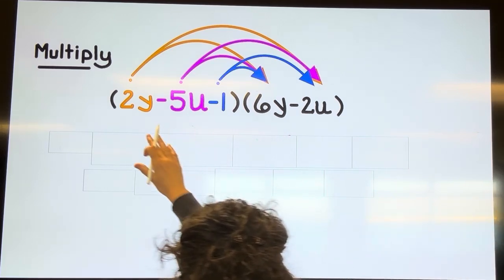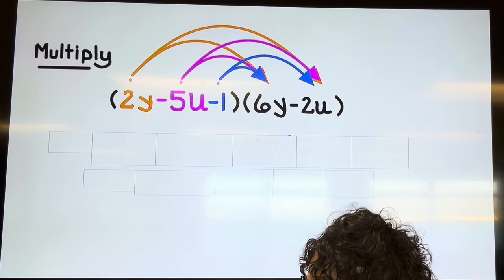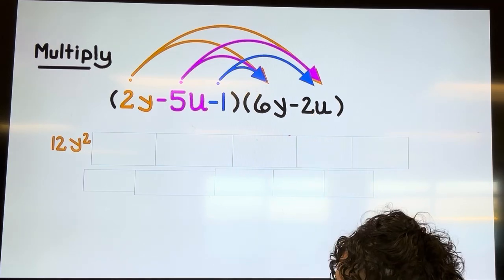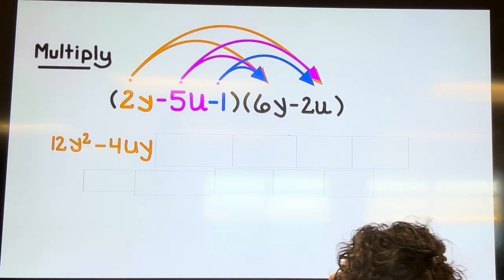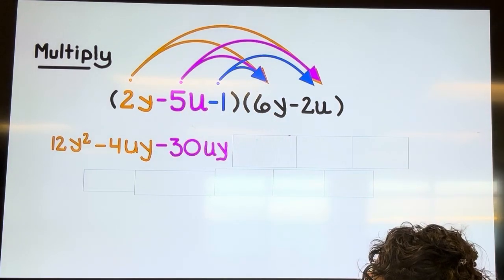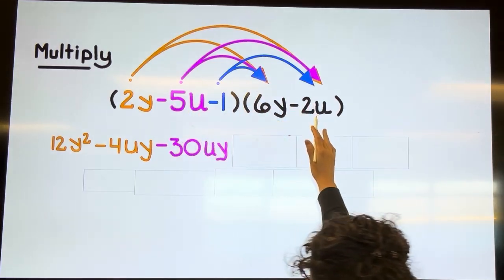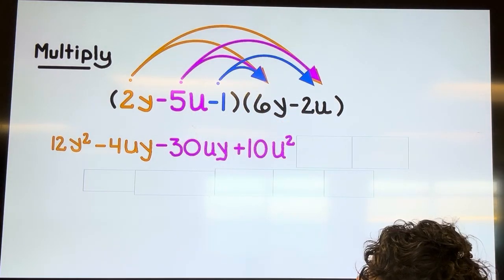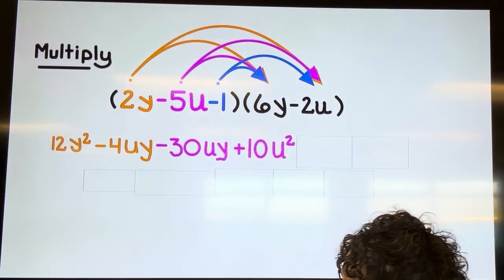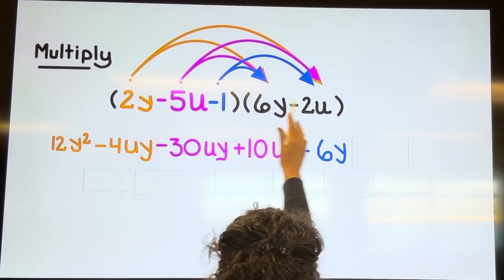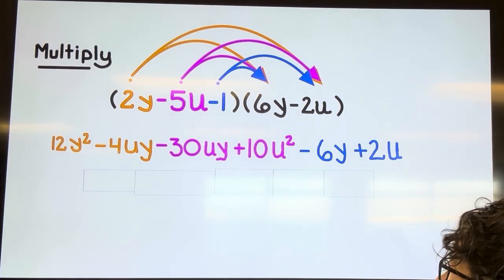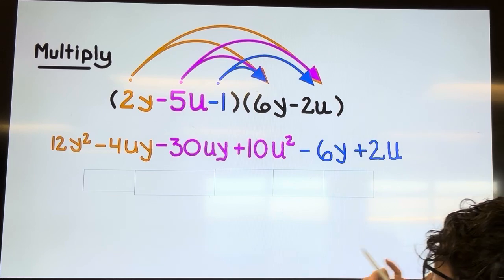So starting off, 2y times 6y is 12y squared. 2y times negative 2u is negative 4uy. On to this one, negative 5u times 6y is minus 30uy, and negative 5u times negative 2u is positive 10u squared. Then moving on to the negative 1, negative 1 times 6y is negative 6y, and negative 1 times negative 2u is plus 2u.